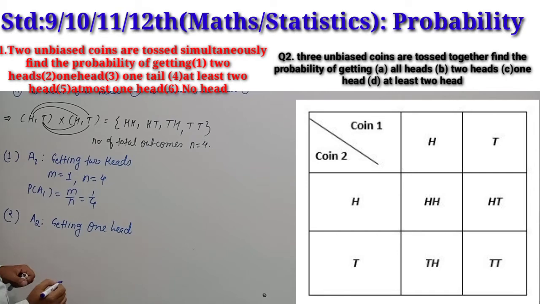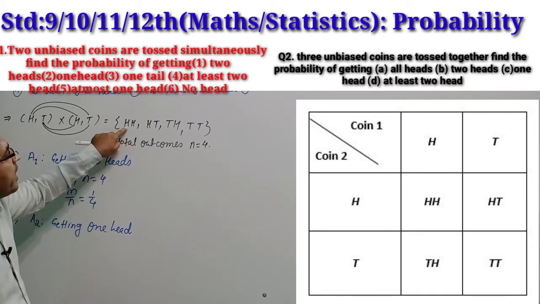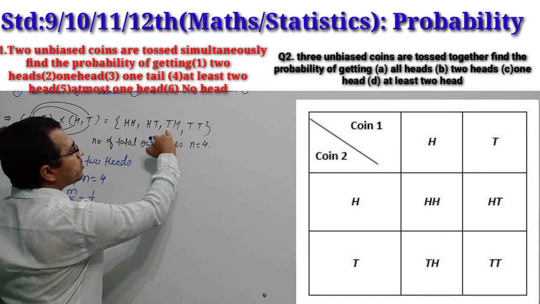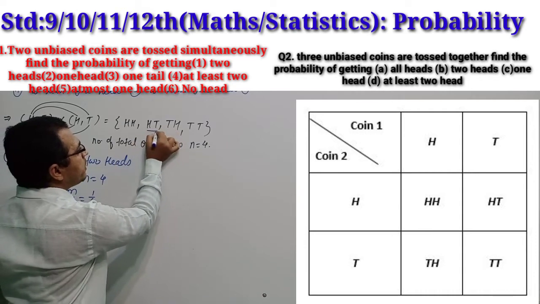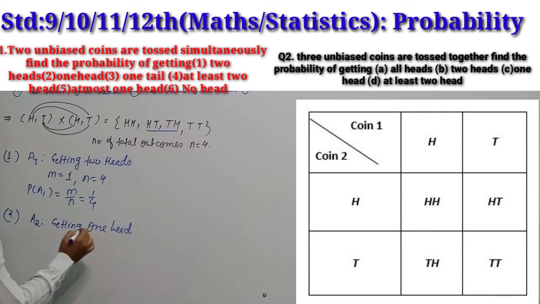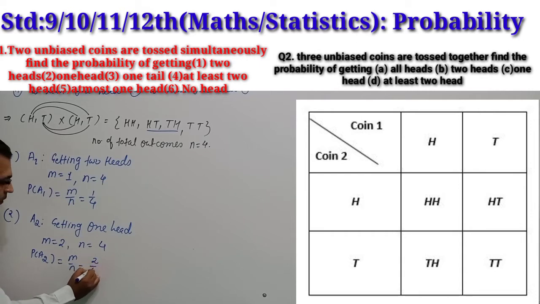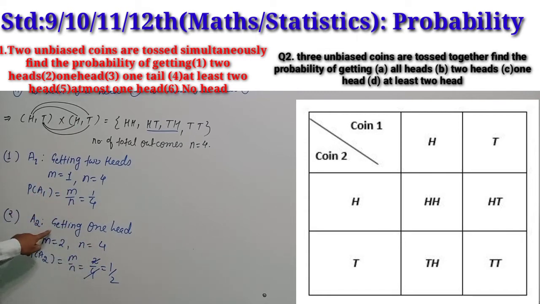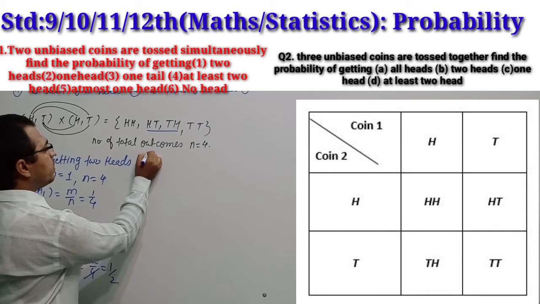Okay students, from here you can see in how many events you are getting one head? 1, 2. Here you are getting head and tail. Here you are getting tail and head. Means in these two events you are getting one head. So the number of favorable events is 2 and the total number of outcomes is 4. So P of A2 is equal to m by n, 2 by 4. Cancelled out, we are getting 1 by 2. So the probability of getting one head is 1 by 2. Right students?